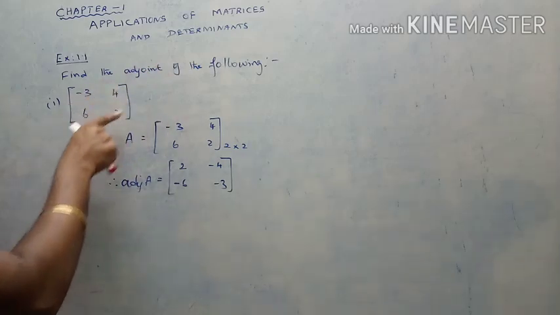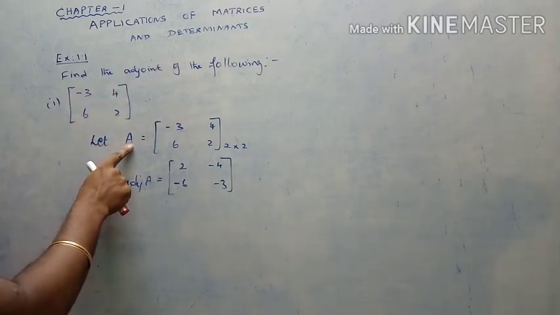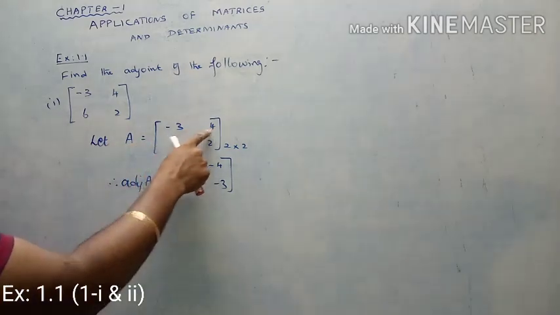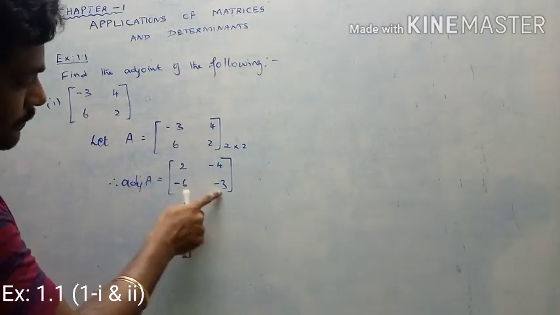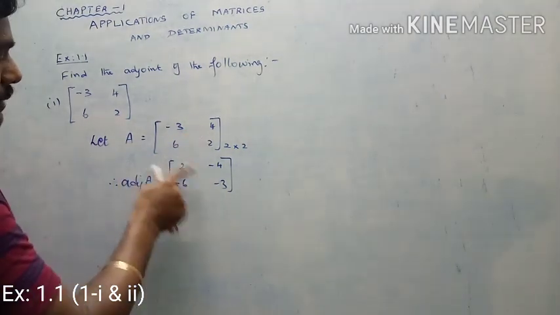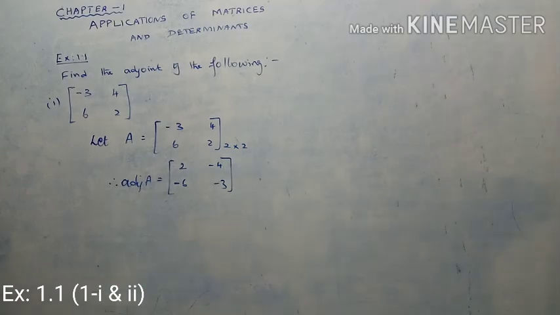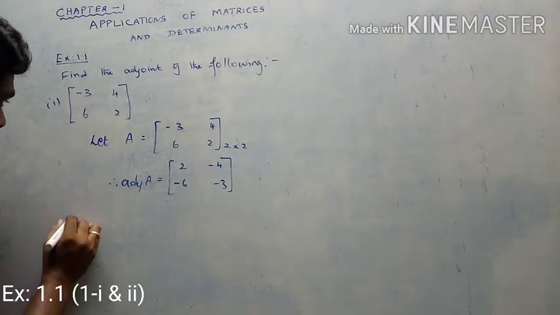We have a 2 by 2 matrix. Let us take the matrix as A, -3, 4, 6, 2, which is of order 2 by 2. How to find adjoint A? Interchange the leading diagonal, and change the sign in the subdiagonal. That's all. Now, second problem.